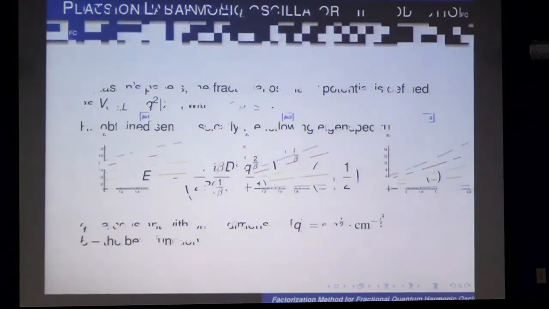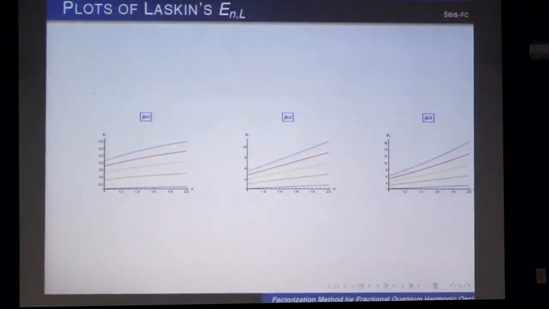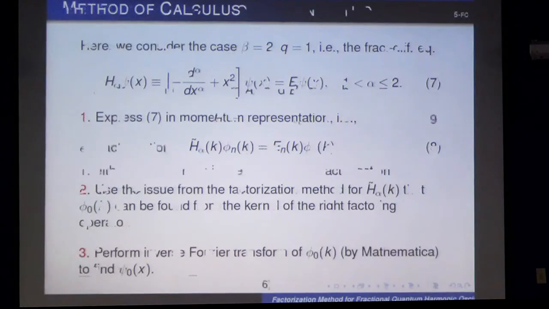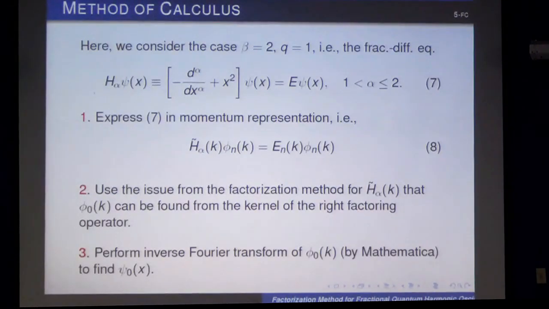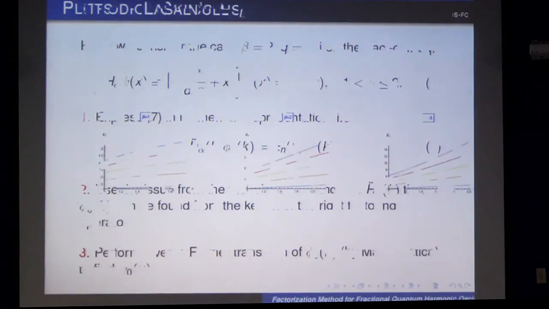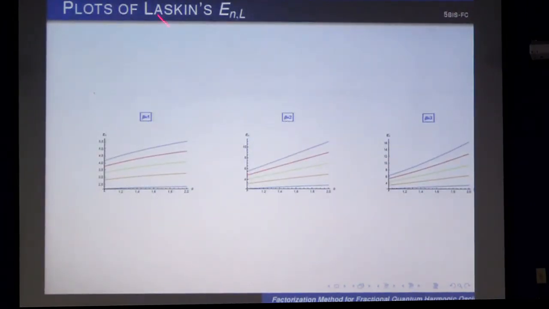And with Stefan Mankas, we actually plotted these eigenvalues, the semi-classical eigenvalues. Laskin, for example, doesn't have these plots. And indeed we've seen that in the case beta equal 2, which is the standard harmonic oscillator, for alpha equal 2, these lines here, which have a certain curvature, at precisely 2 we have an equidistant spectrum.